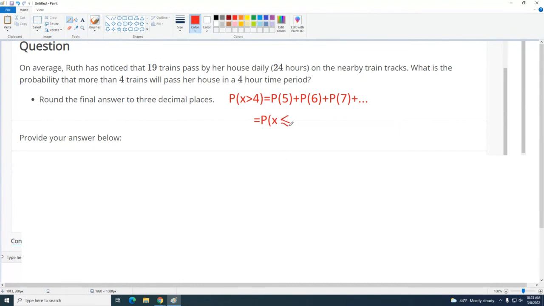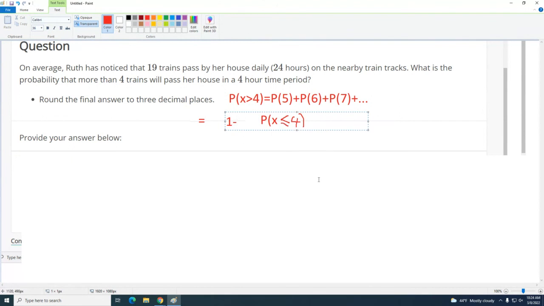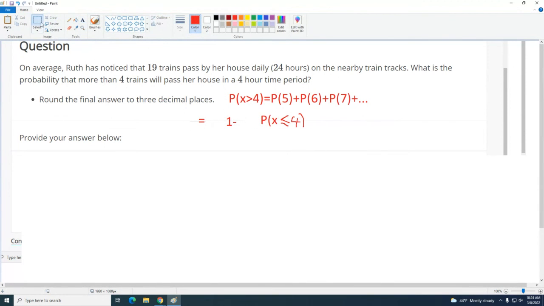Less than or equal to 4, which is the opposite. If you calculate the opposite, then 1 minus the opposite will be your answer, right? So we're going to calculate 1 minus this, which is exactly how you deal with its opposite. You find out the probability of less than 4, but that's not the answer. That's the opposite of the answer. So you do 1 minus what you have there.